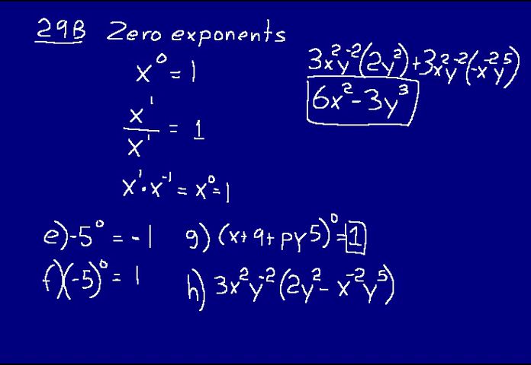Most important thing in this lesson is to understand that definition of a negative exponent. 1 over x to the n is equal to x to the minus n. Make sure you get that down. Okay, well that's all for lesson 29.